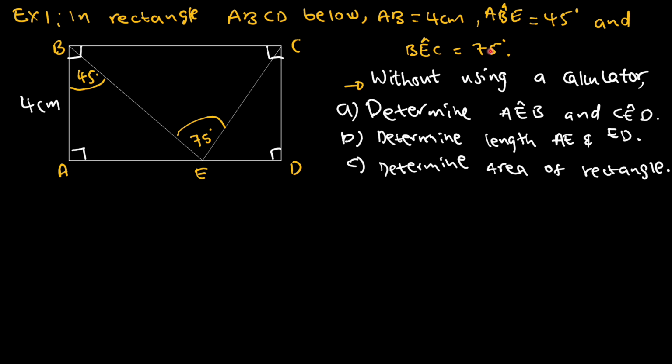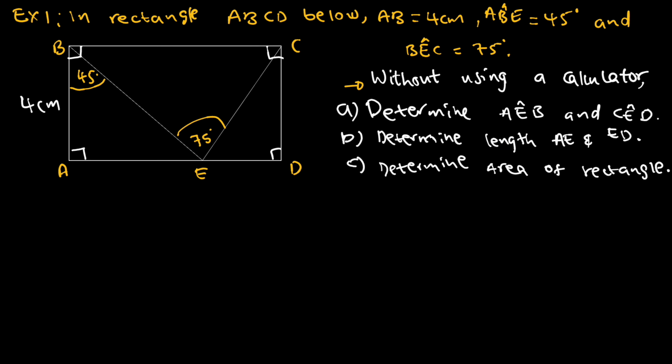Okay. Now, moving forward, we know that angle ABE is 45 degrees, and therefore angle BEC is 75 degrees. Right. Now, without using a calculator, what do we need to determine? We need to determine AEB. So this is angle AEB. So which angle is that? AEB. That means it's this angle.